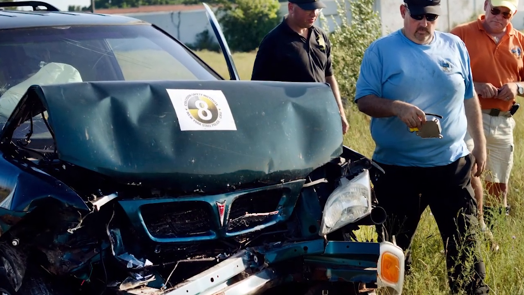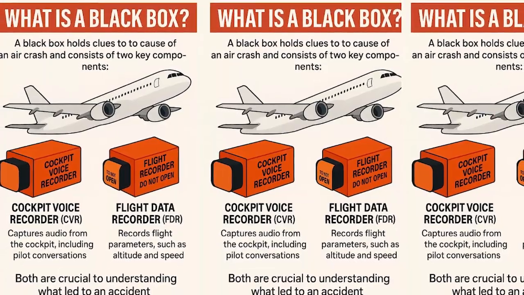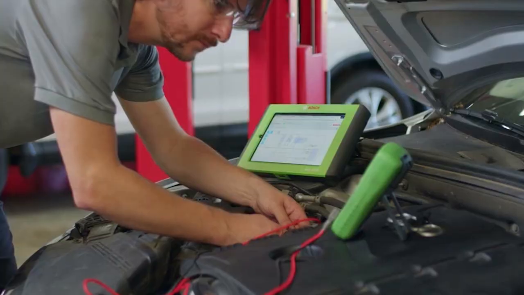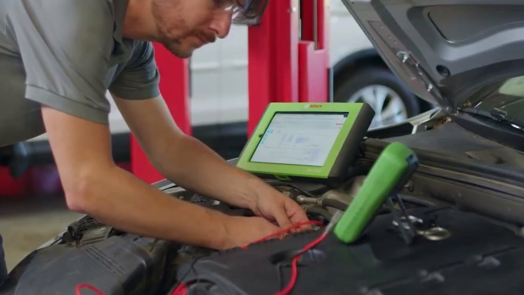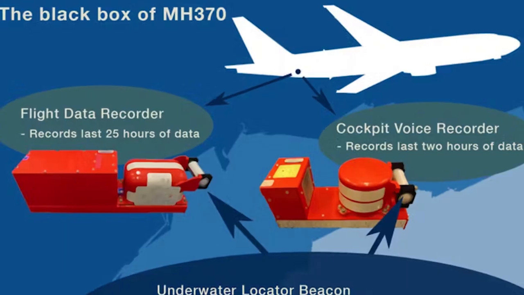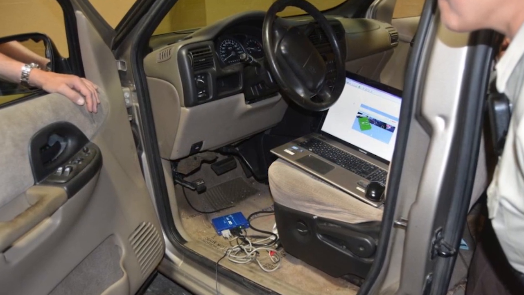They might look at how fast the car was going 5 seconds before the crash, whether the driver attempted to brake, and how severe the impact was. When combined with witness statements, skid mark analysis, traffic camera footage, and police reports, black box data helps build a much clearer picture of the accident.